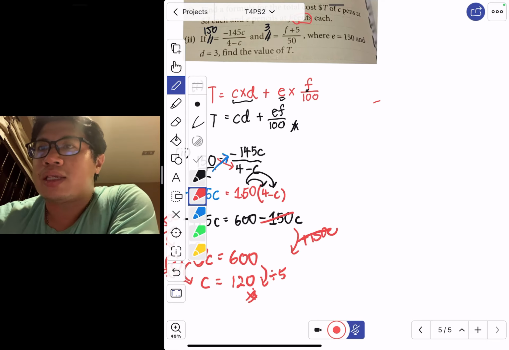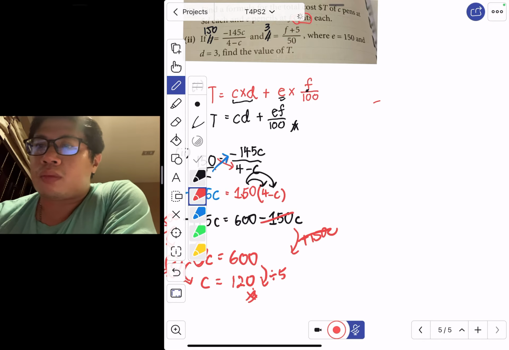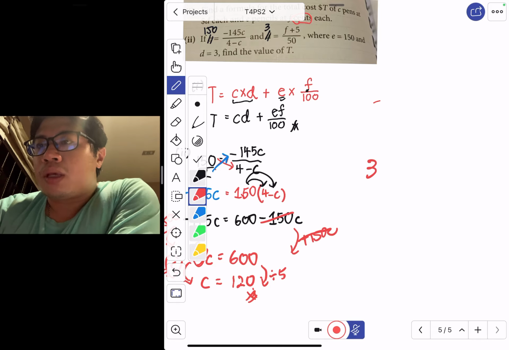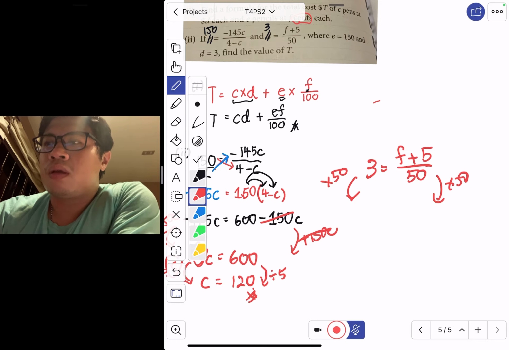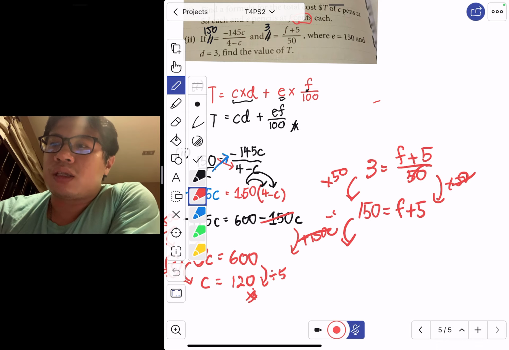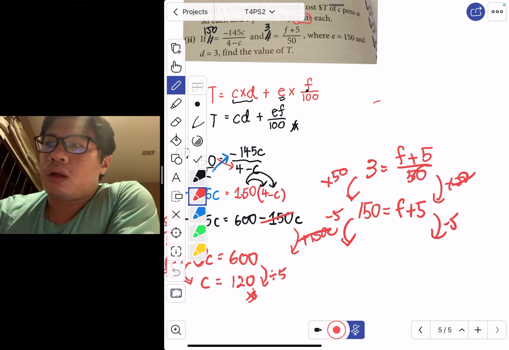On the right hand side, 3 is equal to F plus 5 over 50. Multiply both sides by 50 first to get rid of the 50. 150 equals F plus 5. Subtract 5 from both sides, cancel, cancel. You have F equals 145.